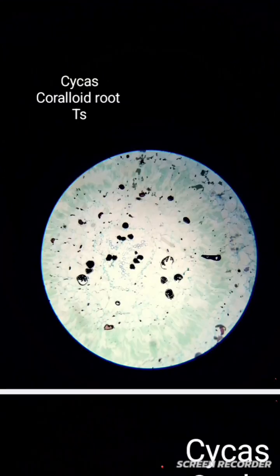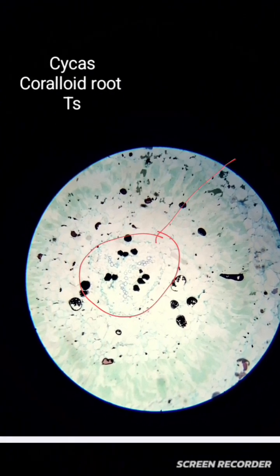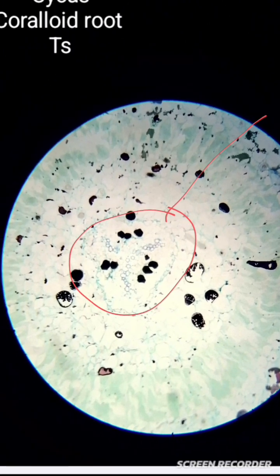After these three zones, there is also presence of endodermis, which surrounds the vascular bundle and pericycle. Endodermis is also a single layer. After the endodermis, there is presence of pericycle, which is multilayered thin-walled parenchymatous cells. After the pericycle, there are vascular bundles, that are xylem and phloem, which are present alternately to each other. The pith is absent in coralloid root.